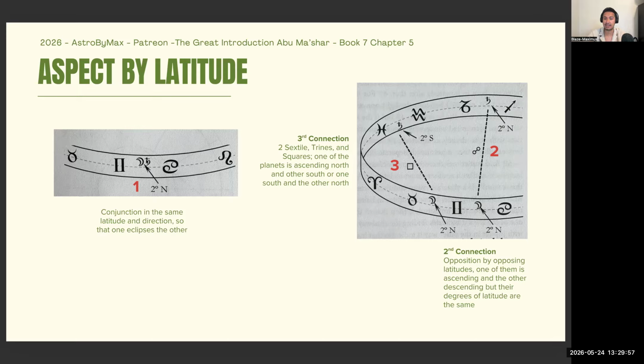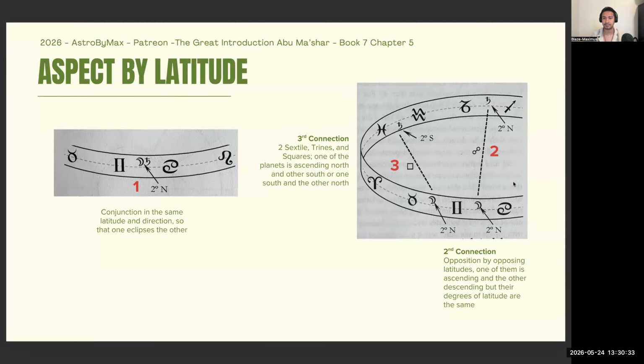In our second consideration, there's a connection by opposing latitudes. So one of them is ascending and the other is descending, but their degrees of latitude are the same. For example, we have the moon in 2 Gemini, or 2 north in Gemini, and Saturn who is 2 north in Sag. But Saturn is descending and going further south of the ecliptic, whereas the moon is going further north of the ecliptic. So they're at the same latitude at 2 north, but they're moving in opposing directions and they're opposed in the zodiac.